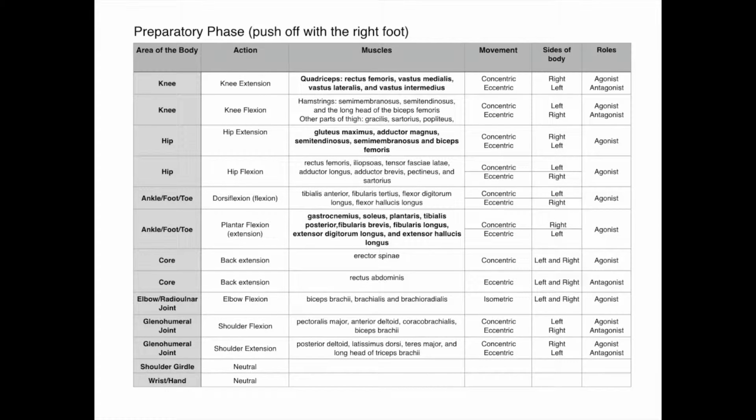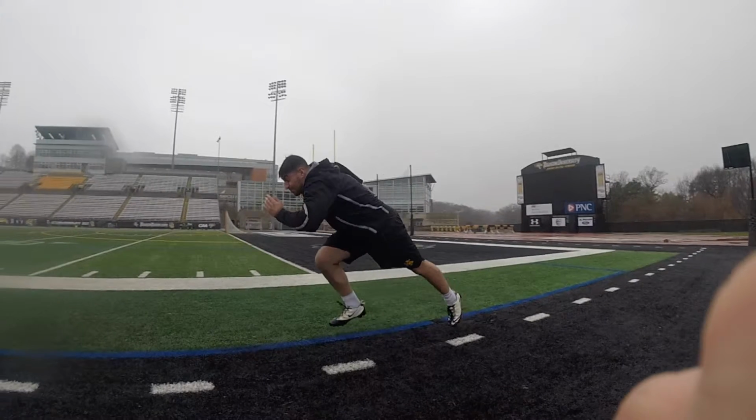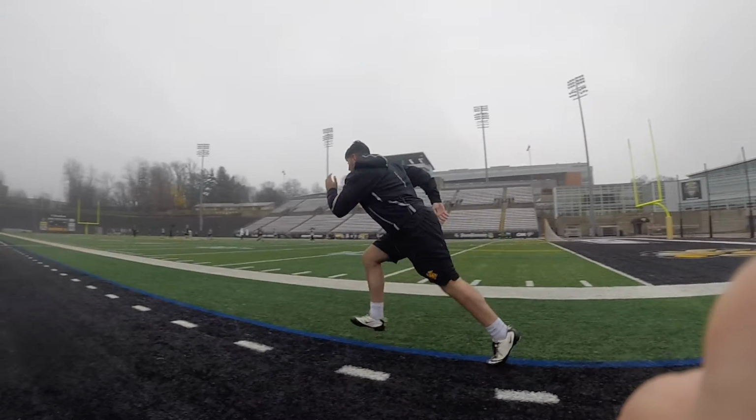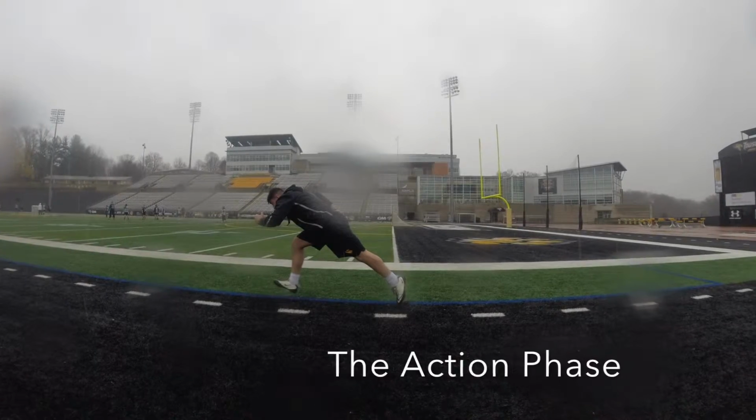The main muscles being used in the preparatory phase are bolded, so essentially the quadriceps, the hamstrings, and the foot extensors. The preparatory phase also takes place in the sagittal plane and the frontal axis. Once the body becomes upright, the preparatory phase is over and the action phase begins. In the action phase, as you can see, each movement has the ability to be concentric and eccentric in this motion as well.